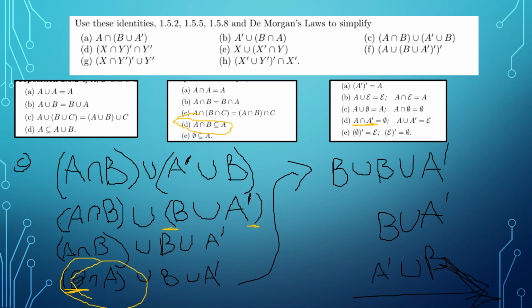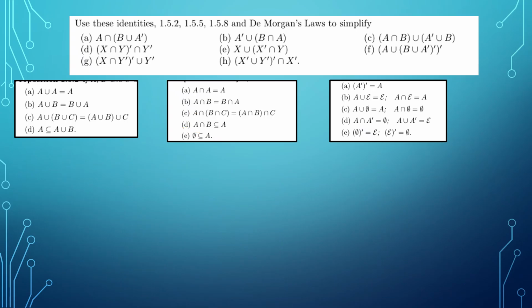And now finally we're going to do D. Okay, give me a second, let me just erase these. Okay, right, now where were we? D. Okay, so with D we have X intersection Y, and we have this apostrophe, then we have the intersection sign, and we have Y.